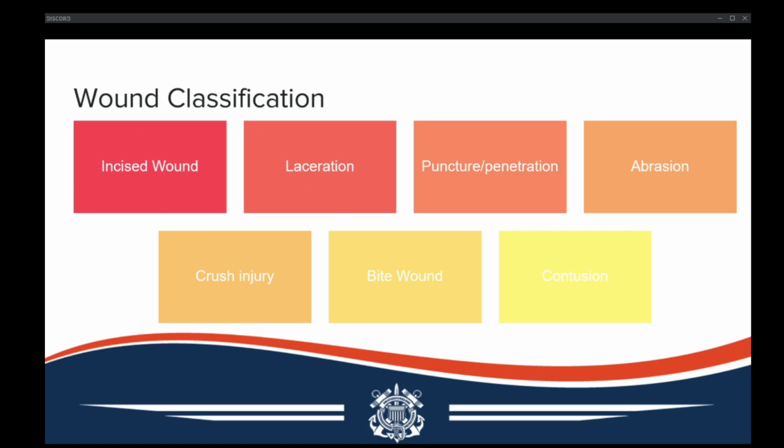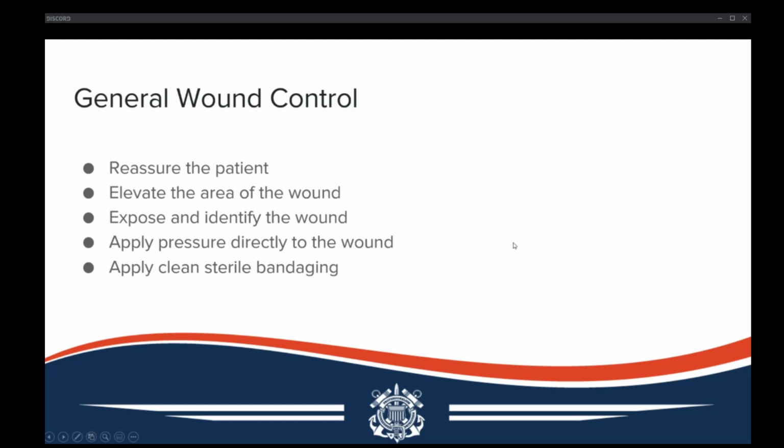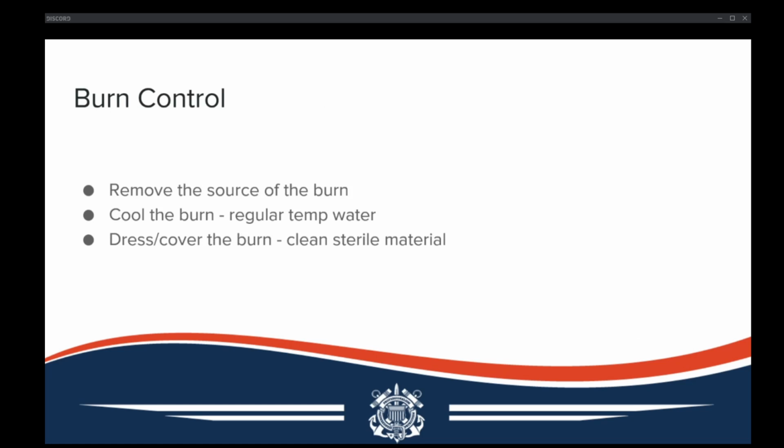Again, bite wounds, the key there is to clean it. And contusions is a fancy name for bruising. Again, bruising is an indicator of an internal bleed. There's little you can do about it on site, depending on how major it is. Use that to determine your state of urgency to get back to the hospital. So just in general, wound control is: reassure the patient, elevate the wound, expose and identify the wound, apply direct pressure, and apply clean, sterile bandaging. That's a good rule of thumb.